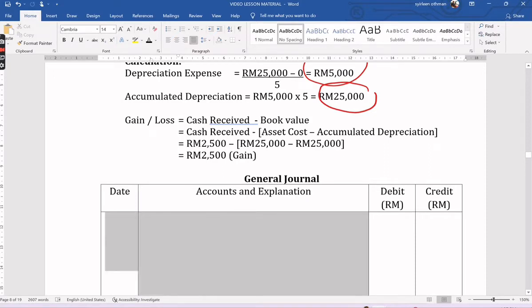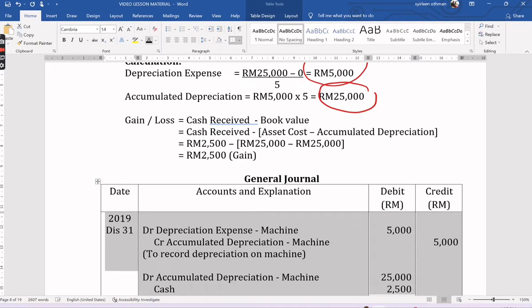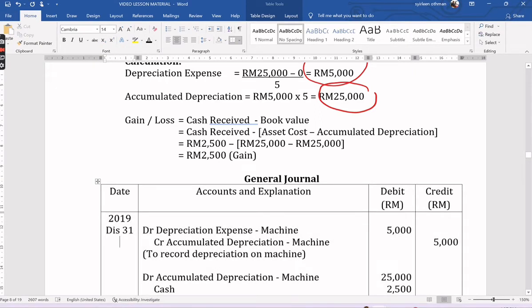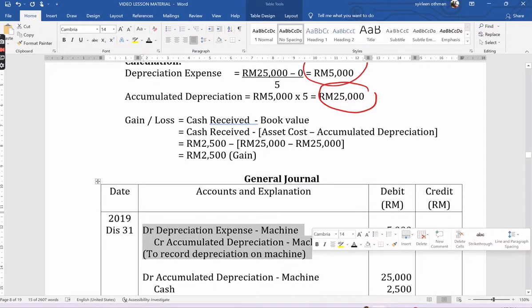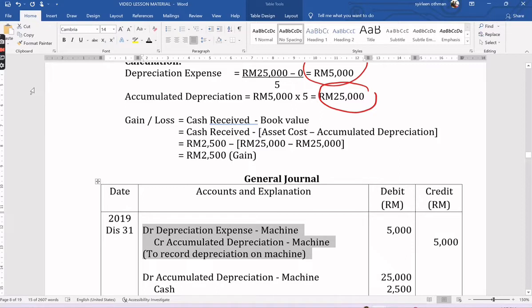So kita akan debit. On 31st of December 2019, kita akan debit depreciation expense for that machine, 5,000 ringgit. And we will credit accumulated depreciation. This entry here is to update the depreciation expense value, so that it will bring the 5,000 into your accumulated depreciation. So contoh dia sebenarnya, just for you to understand, let's say this is your accumulated depreciation ledger.